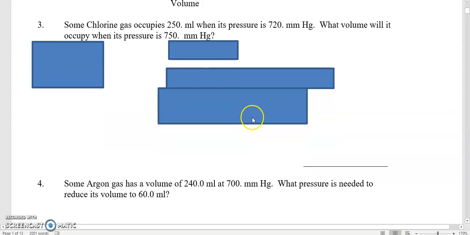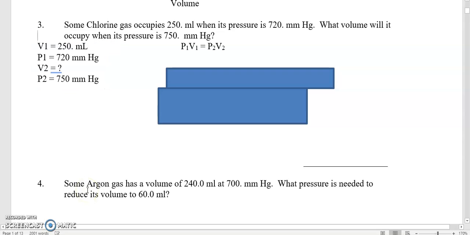Now let's do an example here, and then we're going to do one on Charles' law and one on the combined gas law, and hopefully that'll make sense for everybody. So it says some chlorine gas occupies 250 milliliters when its pressure is 720 millimeters mercury. What volume will it occupy when its pressure is 750 millimeters mercury? All right, so at this point we all know we have to use Boyle's law. We know the first pressure and the first volume. We know the second pressure, but we don't know the second volume. So, very simply put, we just put them all together into this equation.